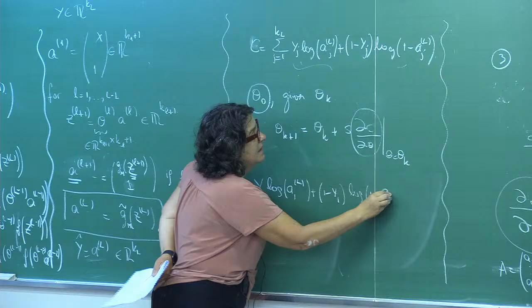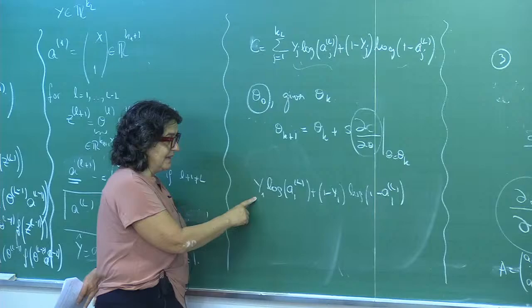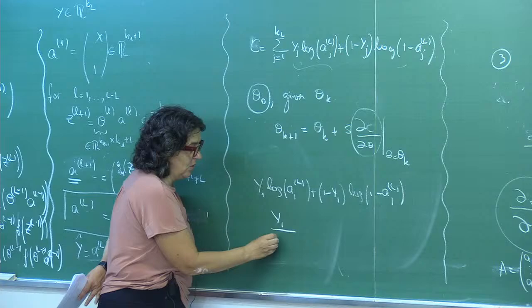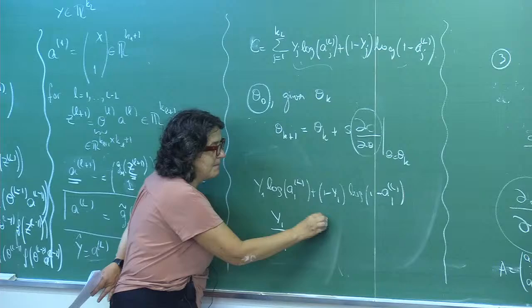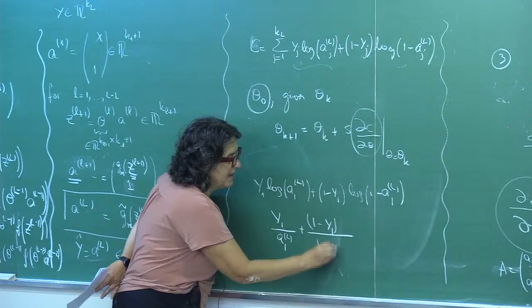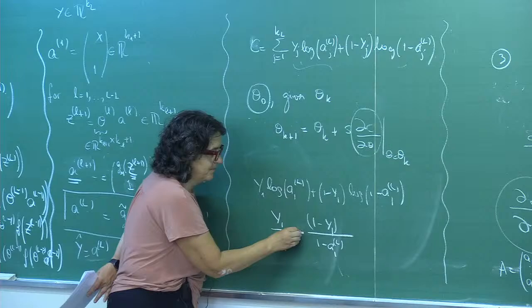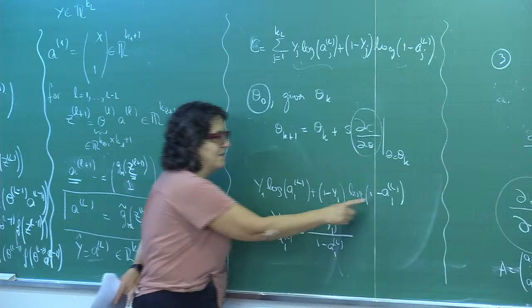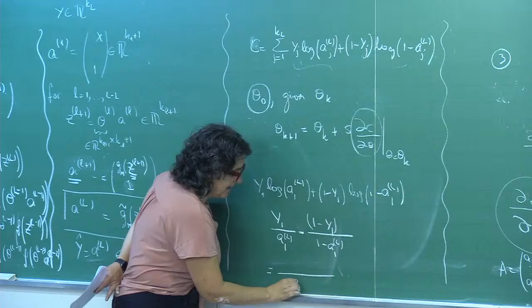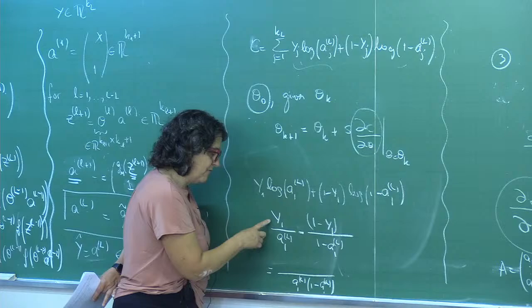The rest are exactly the same. How do I make the derivative? This is pretty easy, no? It's y1 divided by a1, the derivative of the log, because I'm making the derivative with respect to this one. Plus the other term, 1 minus y1 divided by 1 minus a1, and I need a minus, okay? Do you agree? Yes, because we have a minus here. And this can be written over a1 times 1 minus a1, and now I have y1 minus a1, okay, I have to do the computation.